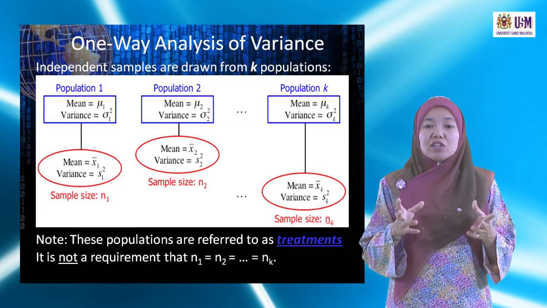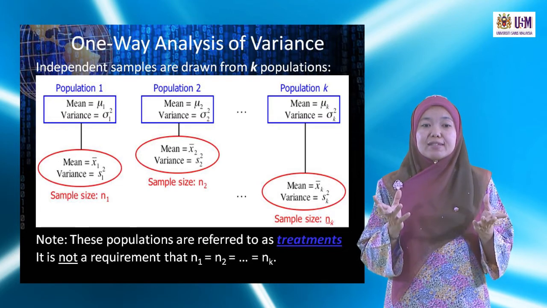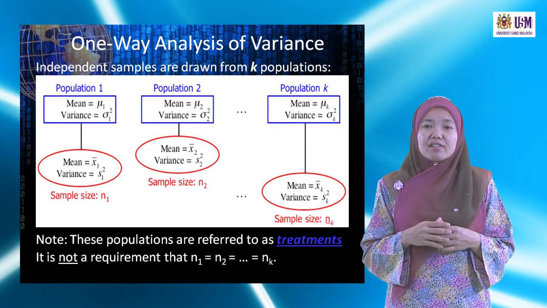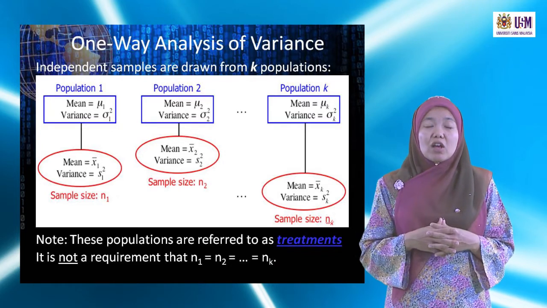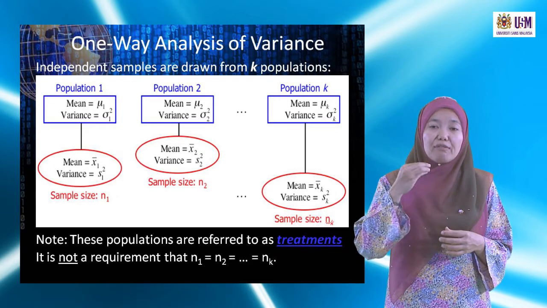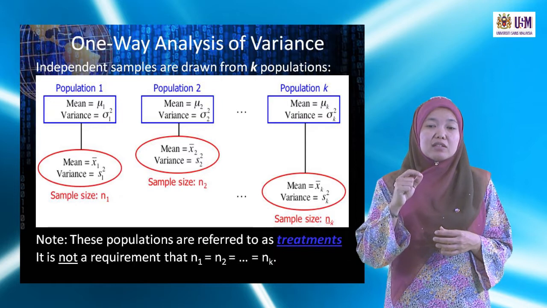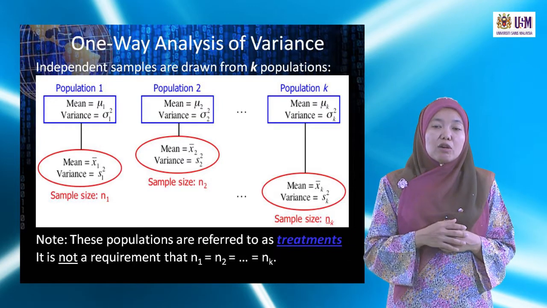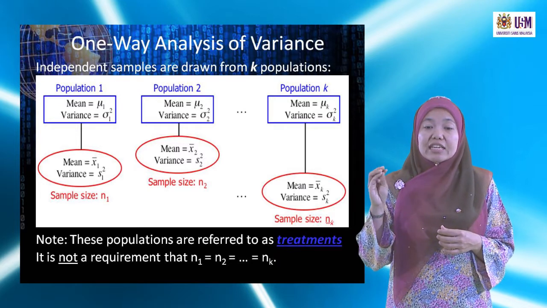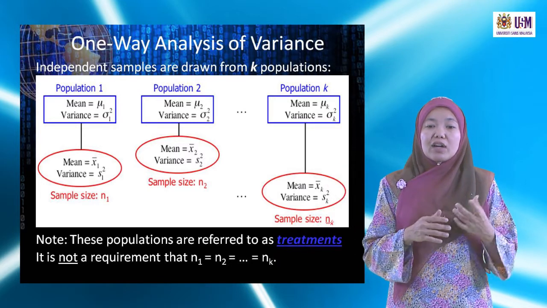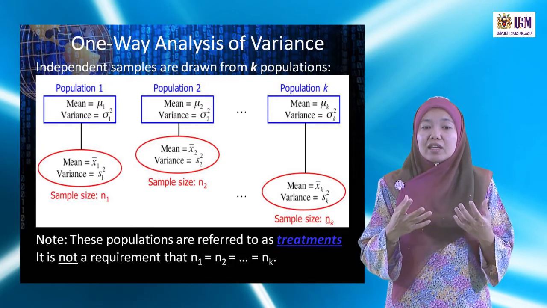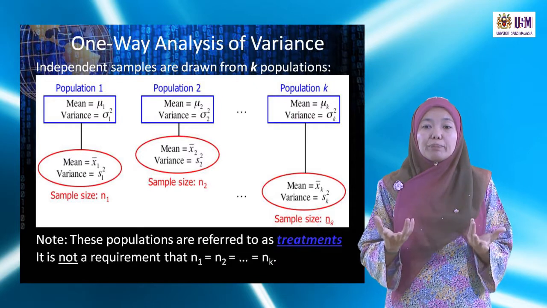So these populations are being referred to as treatments. What does treatment mean? It's just that the analysis of variance started back in the 1920s. It was applied to the analysis of different types of fertilizer, that means the different treatments of fertilizer, whether they give different crop yields. So that's why the word they use is treatments. But basically what we have is just different groups or different populations.